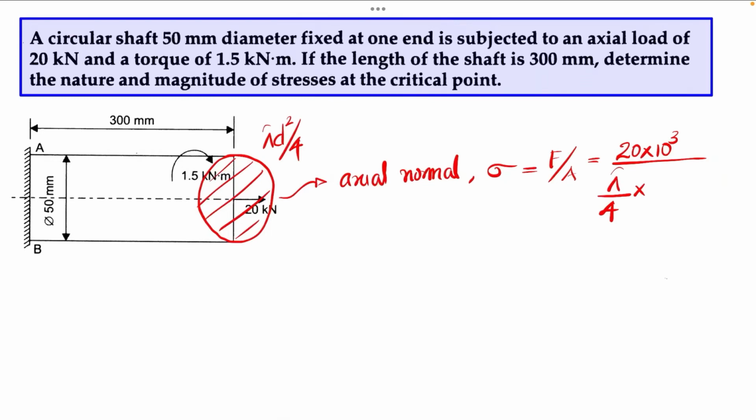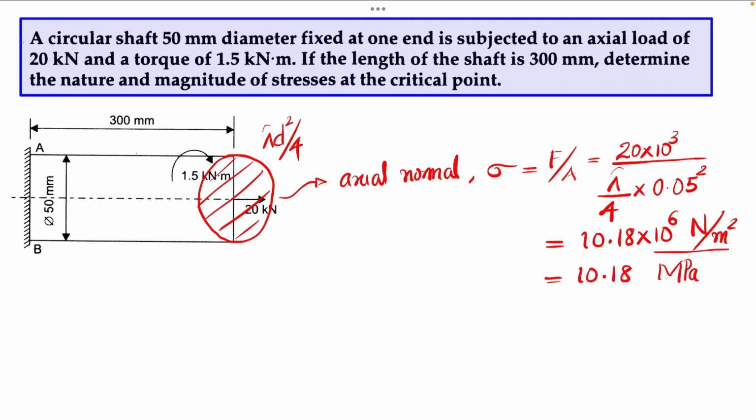The diameter is 50 mm, so I will be converting it into meters, which is 0.05 squared. The unit I am getting will be Newton per meter square, or pascals. Here I will be getting 10.18 into 10 raised to 6 Newton per meter square. 1 Newton per meter square is a Pascal, and 10 raised to 6 Newton per meter square is a megapascal. So this normal stress is equal to 10.18 megapascal.